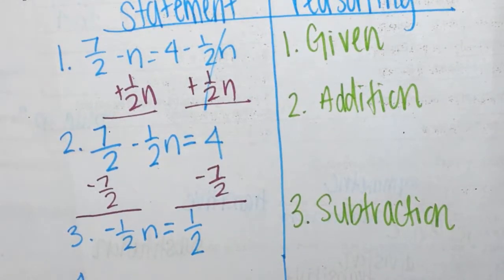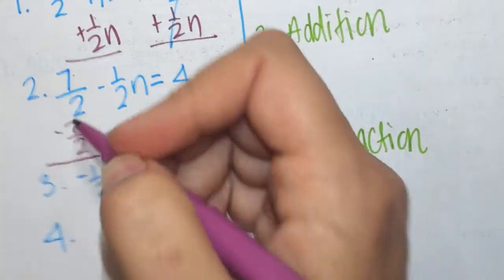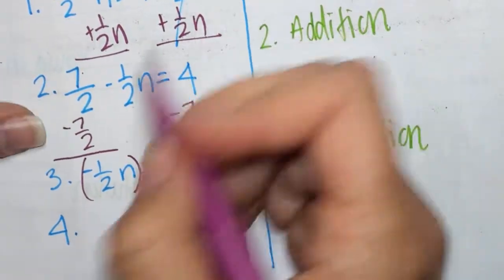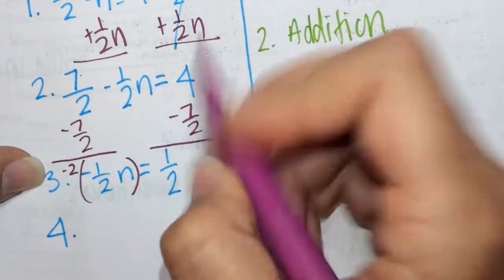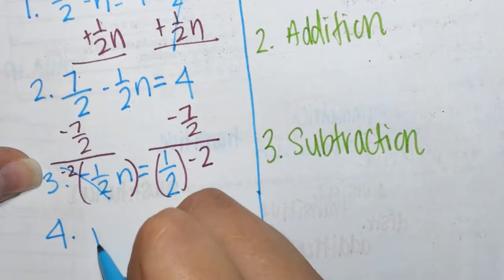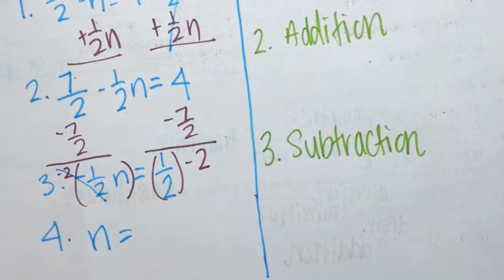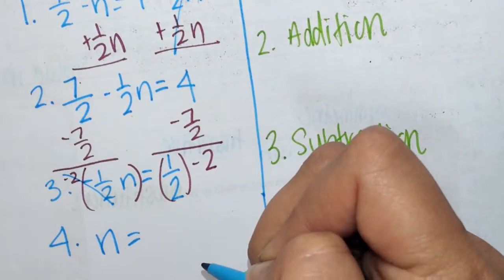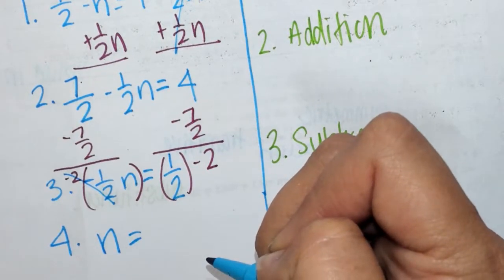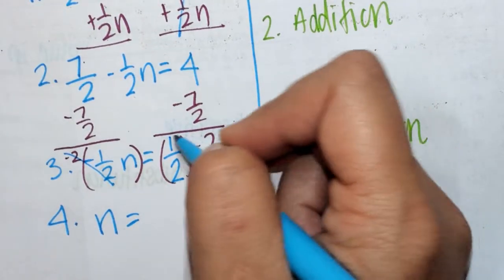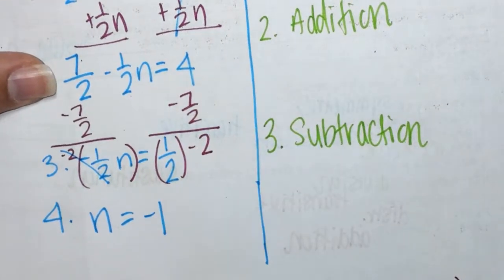Can anybody tell me what we do next? How do we get rid of that fraction? Multiply. We multiply to get rid of fractions. What would we multiply by? Flip the fraction. What would we multiply by? Positive or negative? Negative 2. That cancels. You have n equals, what's 1/2 times negative 2? Which one is it? 2 goes into negative 2 how many times? Negative 1. Negative 1 times 1 is negative 1.